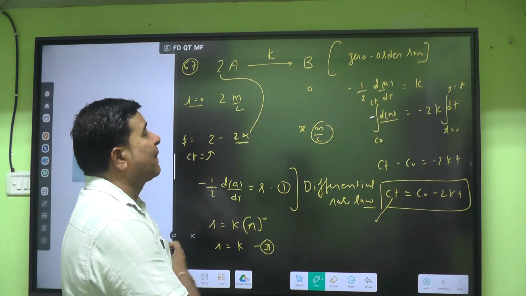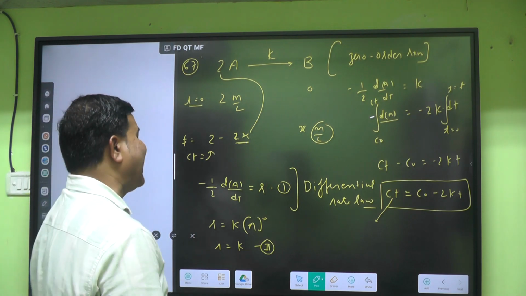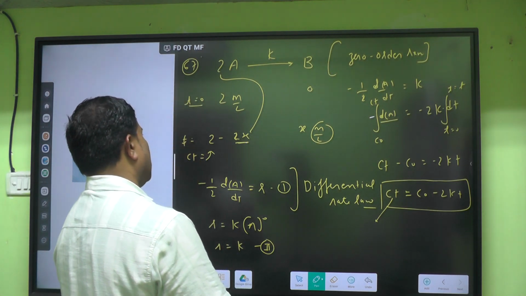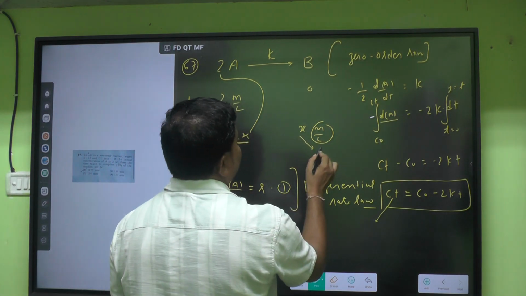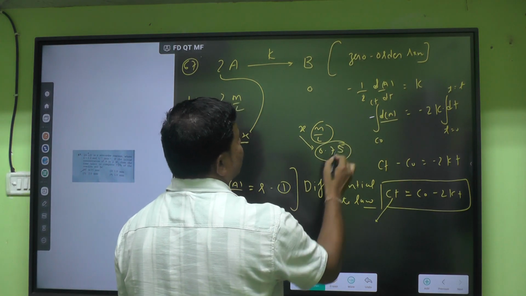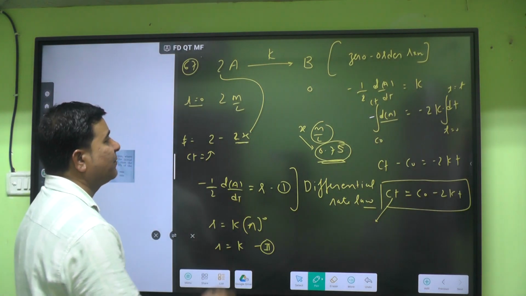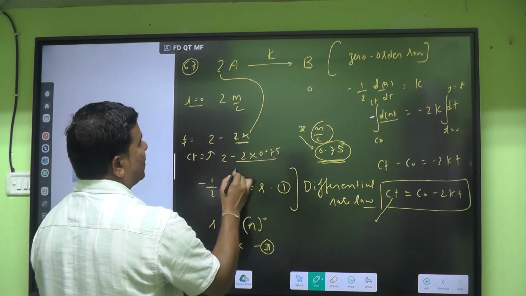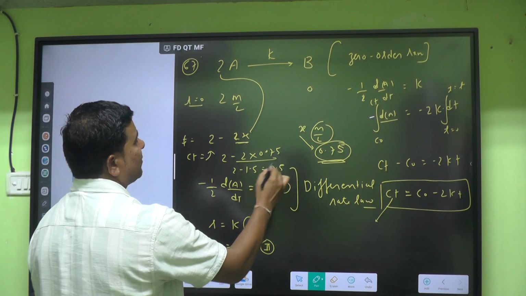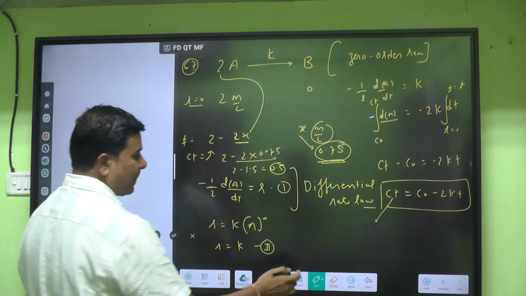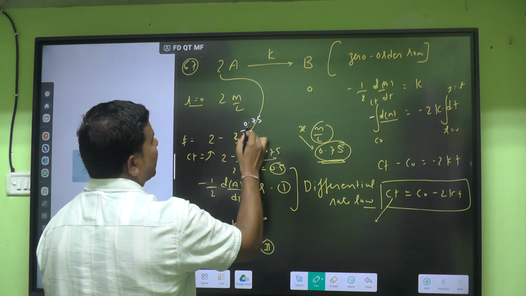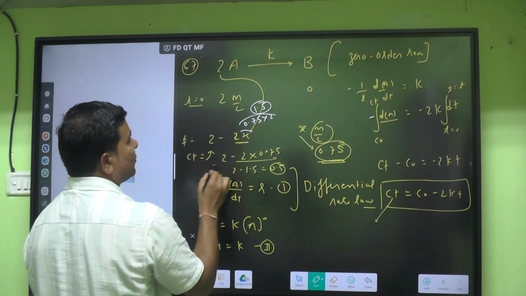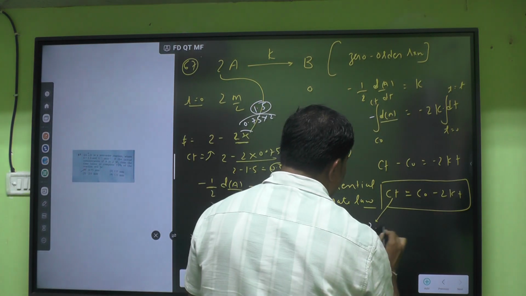So now 75% completion means x will be 75%, that is 0.75. Okay, so put the value: 2 minus 2 into 0.75. So what is it? 2 minus 1.5. So Ct concentration is 0.5. Now 0.75 multiplied by 2 is 1.5, so Ct concentration will be 2 minus 1.5.